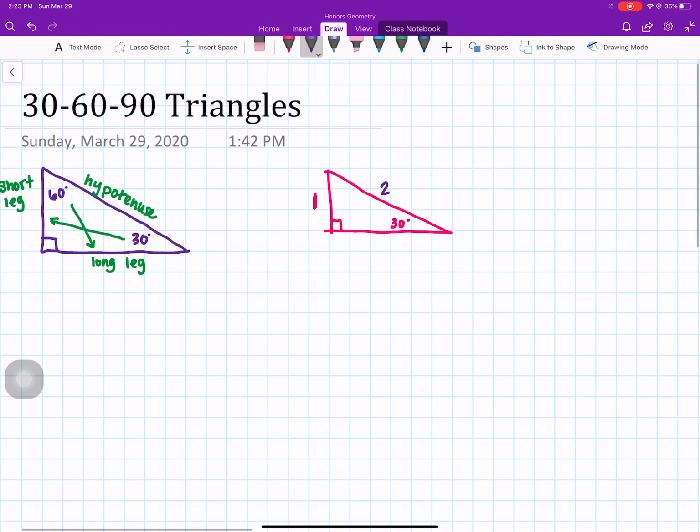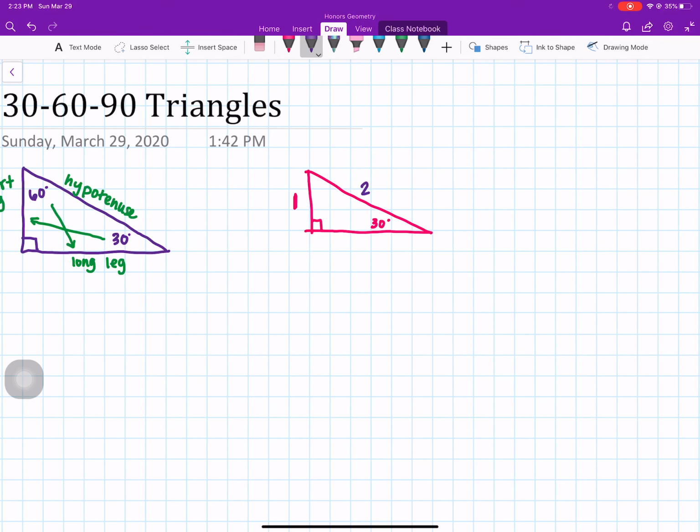So let's do Pythagorean theorem to figure out what would be the long leg. So it would be 1 squared plus x squared equals 2 squared. And you would move the 1 over to the other side, so x squared equals 3. So x, your missing side, in this case your long side, is going to be the square root of 3.